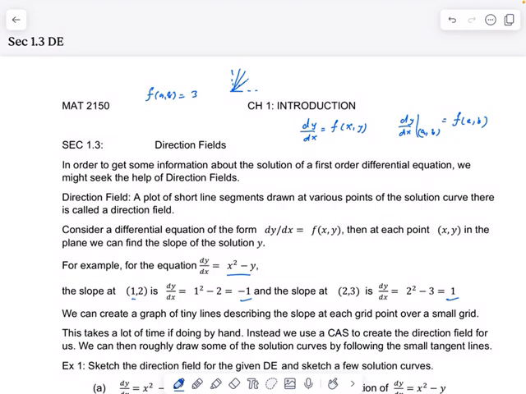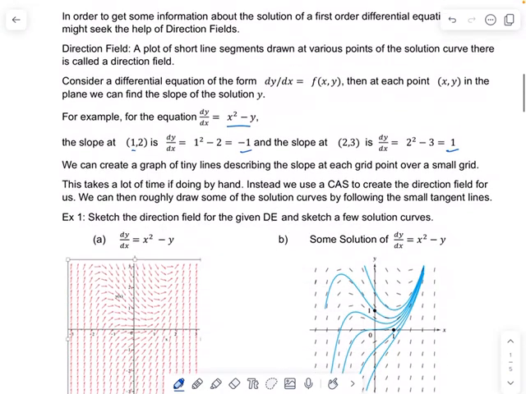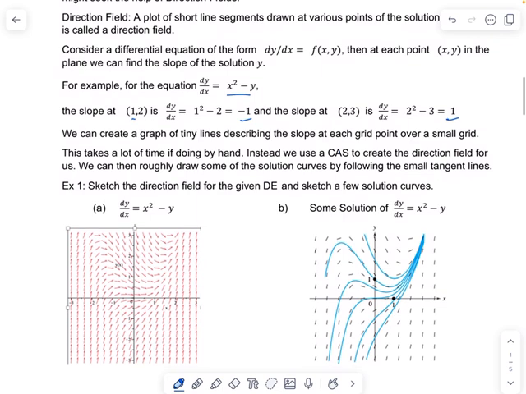Now it's tedious to calculate and then draw these by hand. So we are going to use a CAS, a computer algebra system, to create the direction field for us, and then we can roughly draw some solutions and maybe get some other information about the solutions. So let's see in this example here.